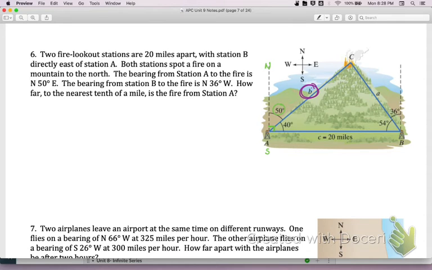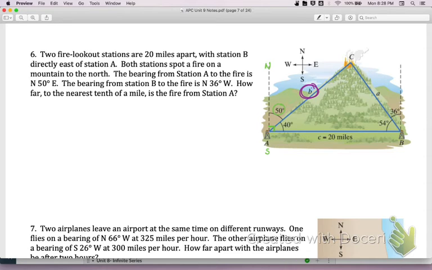That's the length that we want. Now, the question is, what do we know? Can I use the law of cosines? Well, if I do, I need a complete pair. The only side I know is C. So that means I either need to know or be able to figure out what angle C is.